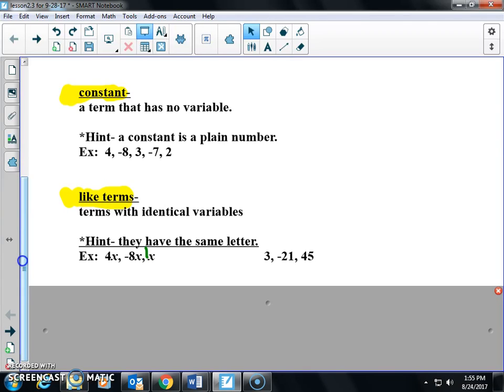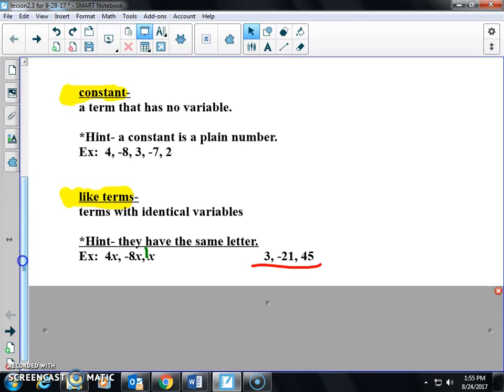those 3 terms all have x, so they're considered like terms. Now in the next example that I'm underlining here in red, 3, -21, and 45, those are also considered like terms. And the reason they're considered like terms is that they're all constants. And you might say, well, they don't have the same letter. Well, they don't have a letter at all, so that's what makes them like terms. They're all constants. So since they don't have a letter, they're a constant, they are like terms.